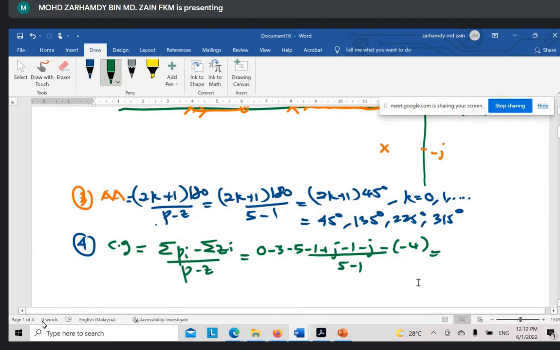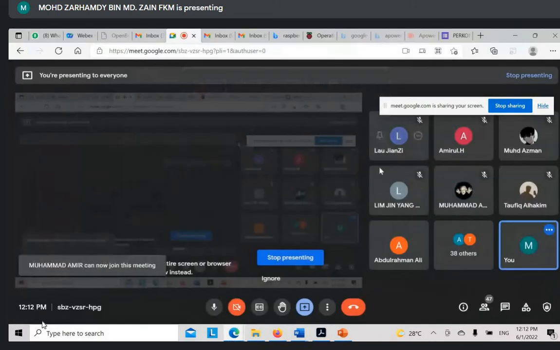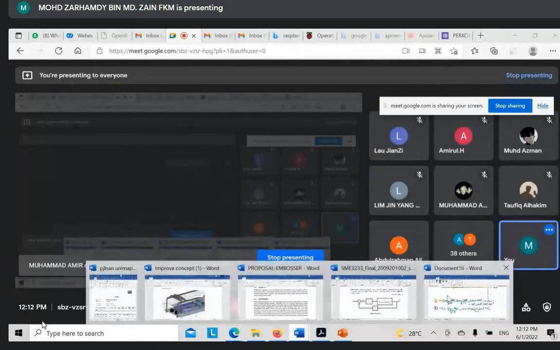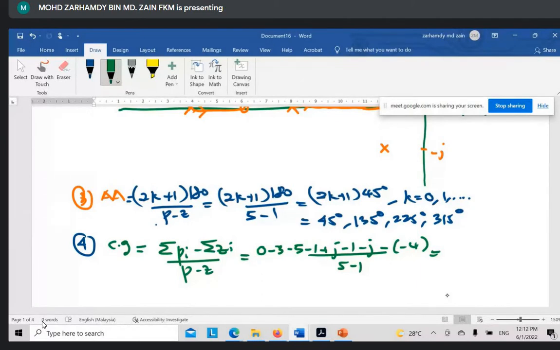Taufik, apa Taufik? Tolong. Ada tak Taufik kelas? Ada kot. Apa lagi? Abdul Rahman? Negatif 2. Negatif. Ada lagi orang kawan datang. Negatif. Sekejap. Negatif 1.5, betul? 1.5. Yep, betul. So negative 1.5.